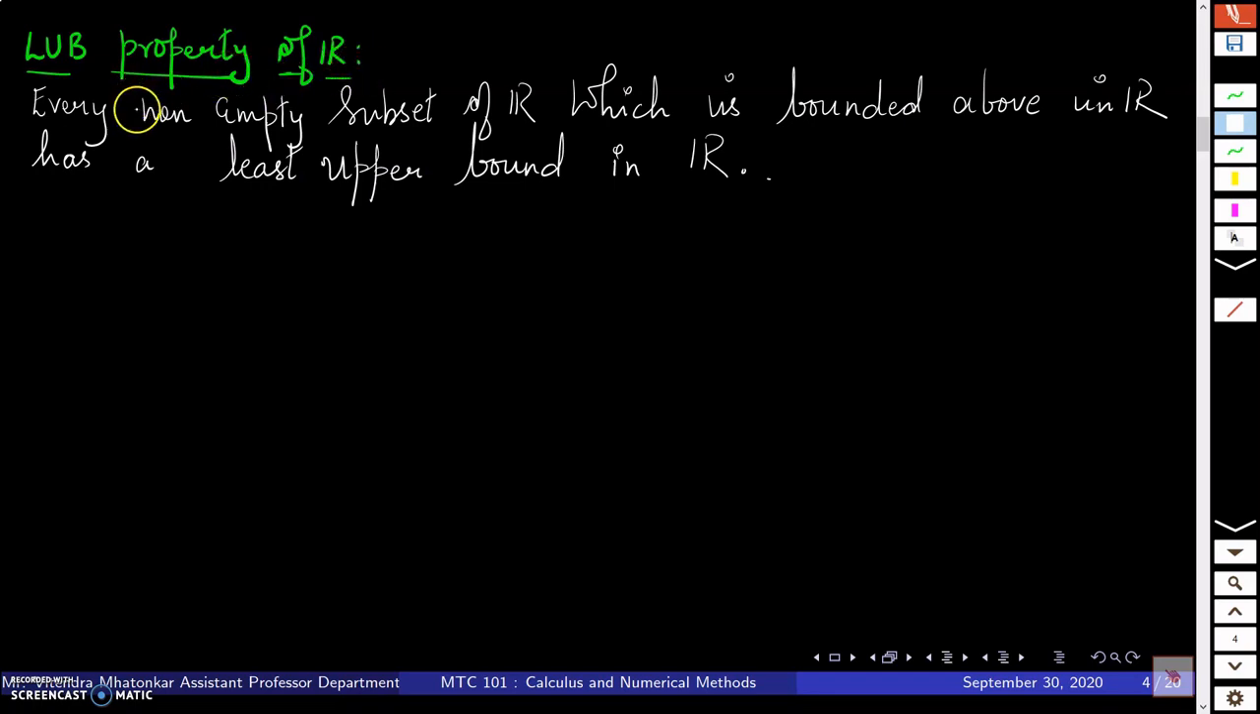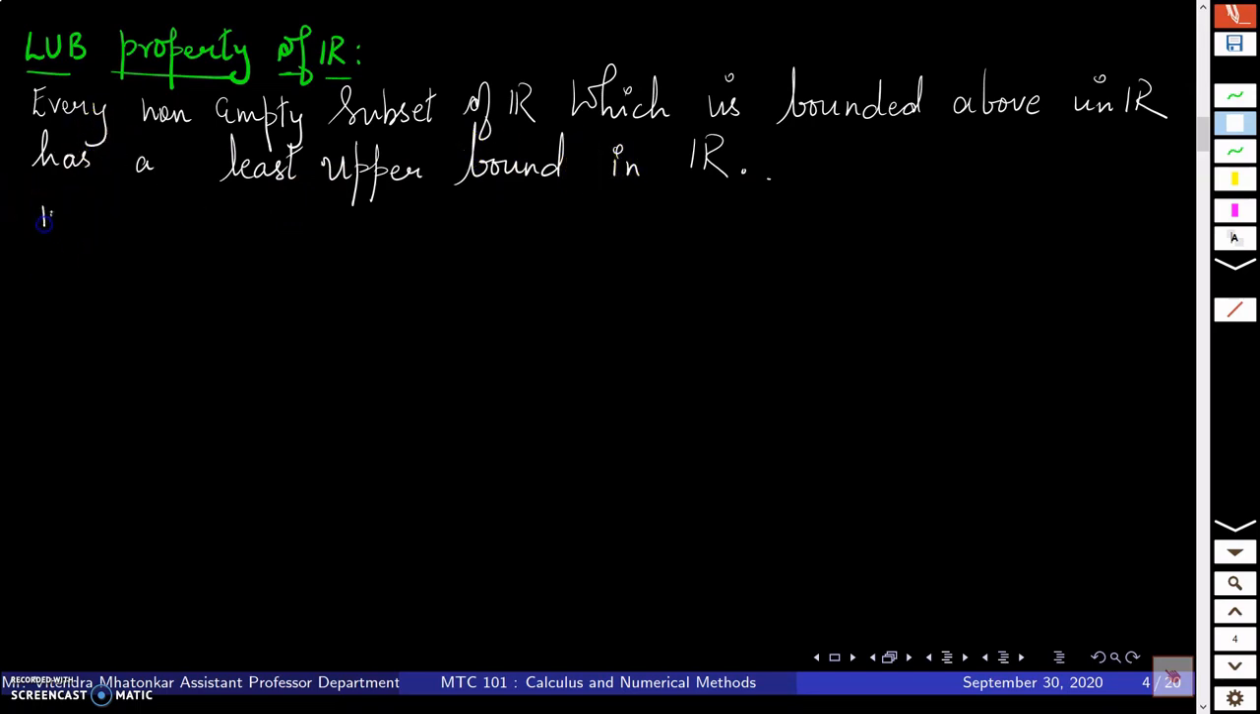Now what this says is every non-empty subset of R which is bounded above in R has a least upper bound in R. That means you take any non-empty subset you like in R, it should be a subset of R, and that set should be bounded above in R. That means there should be a real number which is an upper bound of your given set. Then you will be able to find the least upper bound for that set.